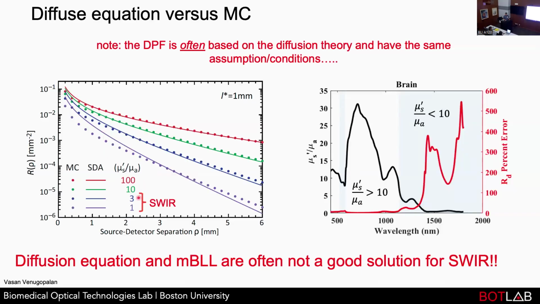But as that value gets lower, like in properties you would expect to see in the shortwave infrared, there's much more divergence. We showed this in my group in a different way for a specific tissue, for brain tissue, for example. You're looking at mu S prime over mu A. So wherever you see the blue shading is where that value drops below 10. And the red line tells you the divergence or the error in diffuse reflectance using the diffusion approximation versus Monte Carlo. That error really, really increases as you go out into the shortwave infrared. So the diffusion equation and modified Beer-Lambert law are typically not good solutions for the shortwave infrared, depending on the tissue.